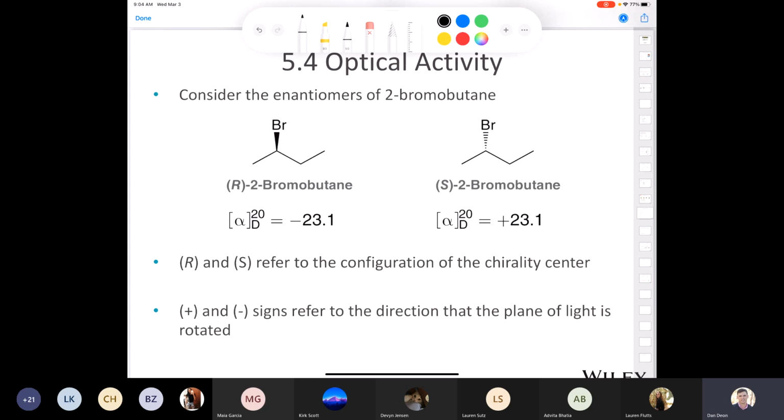Here we have the R and S 2-bromobutane molecules. Look at what they do to plane polarized light. One rotates it negative 23.1 degrees. The other one rotates it positive 23.1 degrees.